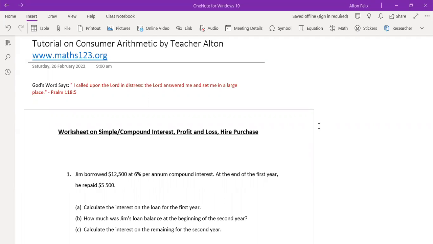But before we do so, let us just meditate on God's word in Psalm 118, verse 5. It says, I called upon the Lord in distress. The Lord answered me and set me in a large place. So, this word is a promise that once we call upon God in the midst of our problems, in the midst of our crisis, He will respond. And not only will God help us through this situation, He will also enlarge our boundaries. In other words, God is in the business of promotion.